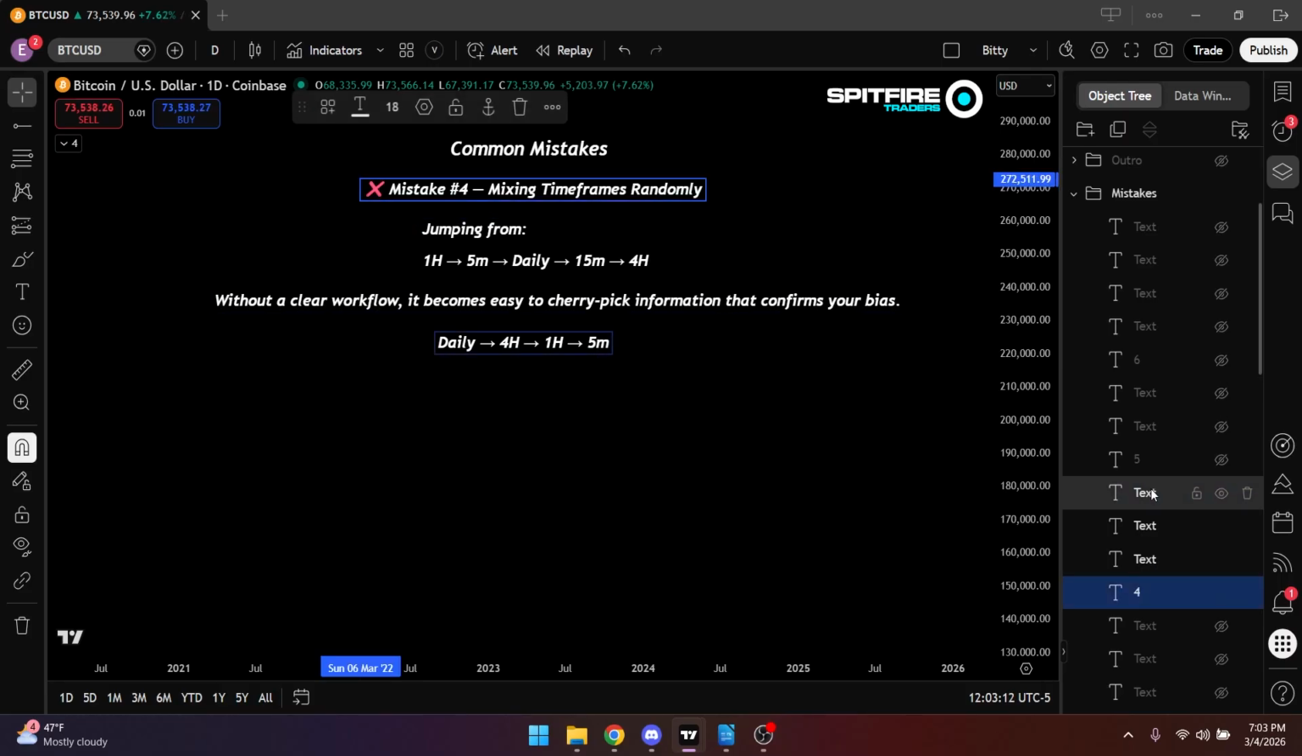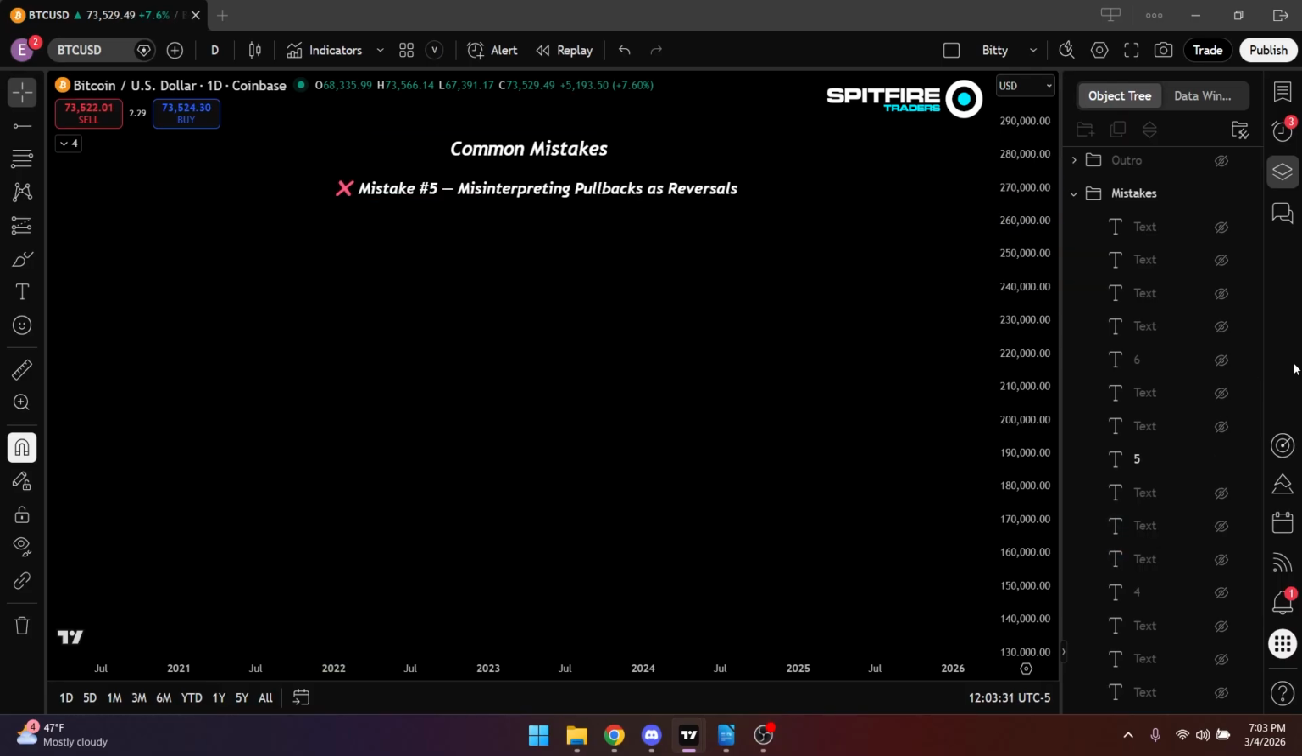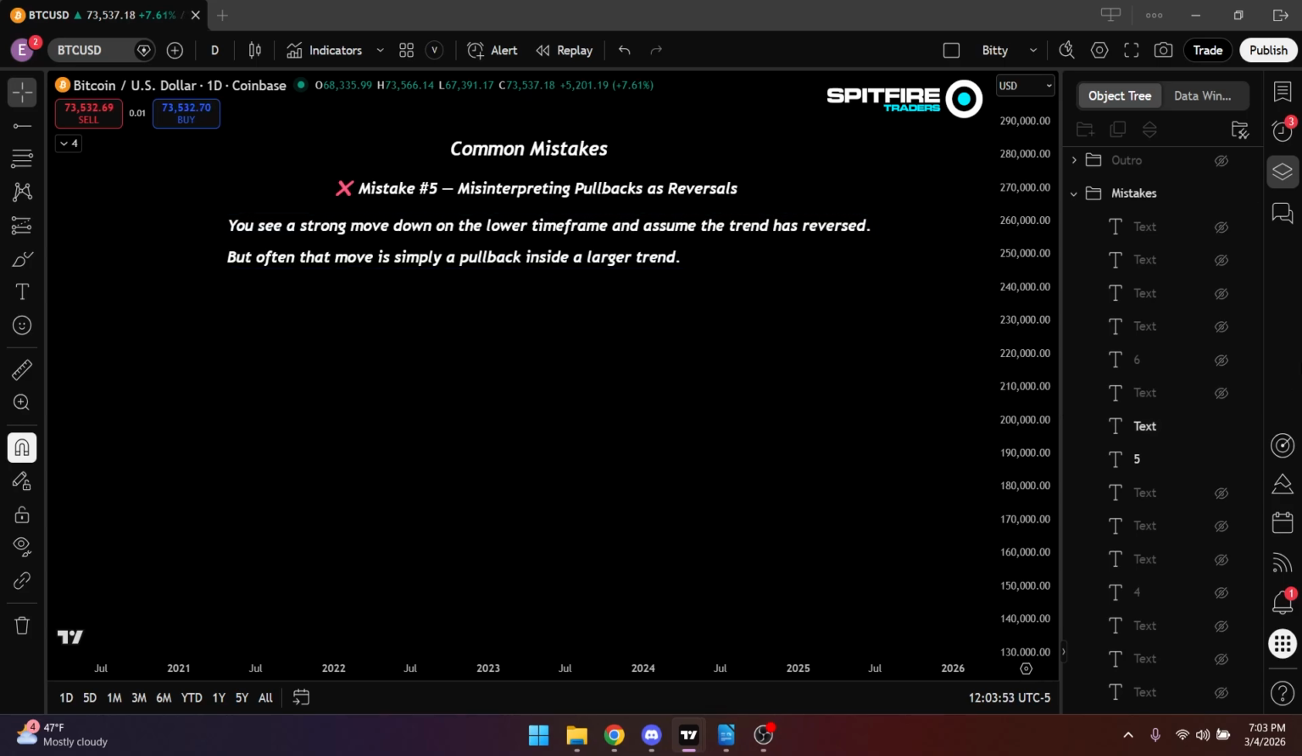Mistake number 5. Misinterpreting pullbacks as reversals. This is one of the most damaging mistakes. You see a strong move down on the lower time frame and assume that the trend has reversed, but often that move is simply a pullback inside a larger trend.